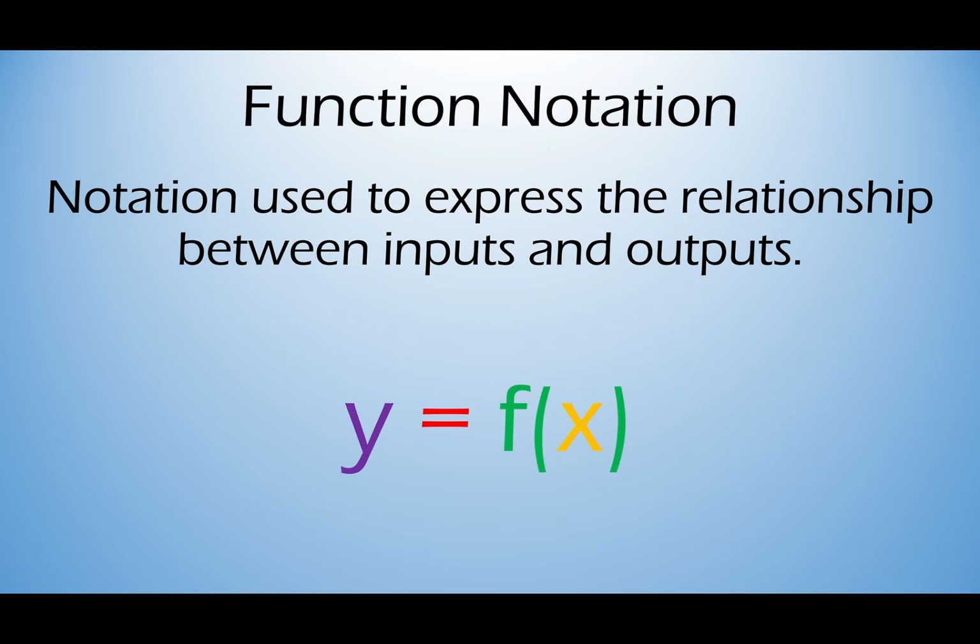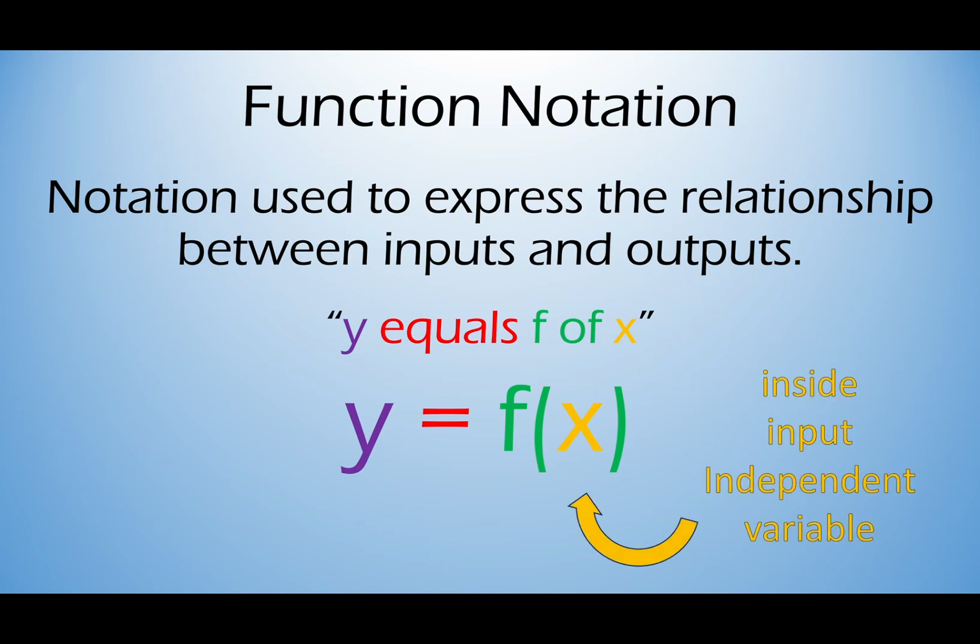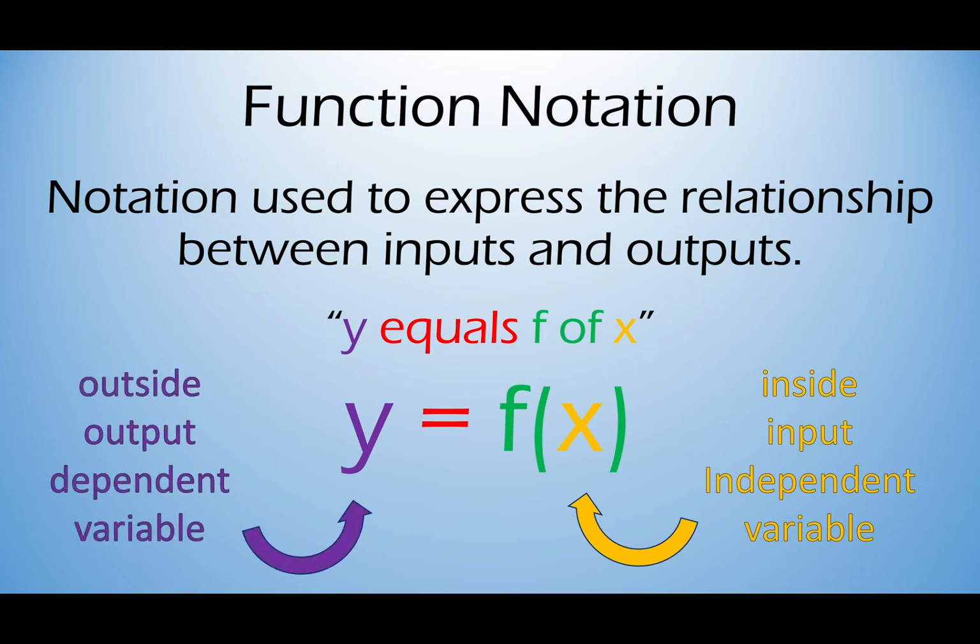And so here we're going to be expressing the relationship between the inputs and the outputs of a function. We have a mathematical statement below, y equals f of x, and that's how we're going to say it, y equals f of x, because y is a function of x. And from what we know, x is going to be our input, and so we can see that's on the inside, corresponds with the independent variable, and y is the output. That's on the outside and corresponds with the dependent variable.